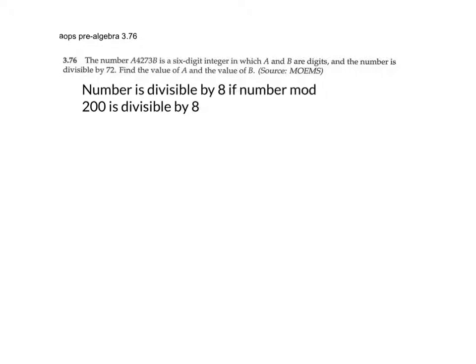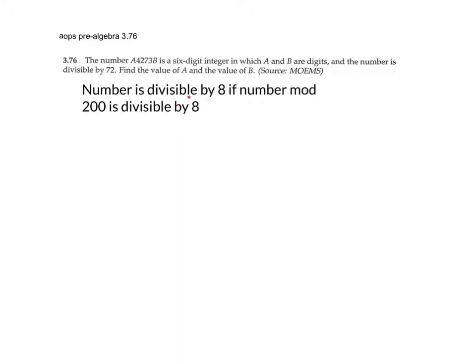So if we look at this problem, we want a number that is divisible by 72. And 72 can be split into 8 and 9. 8 and 9 are relatively prime. So first we're going to check, is the number divisible by 8?